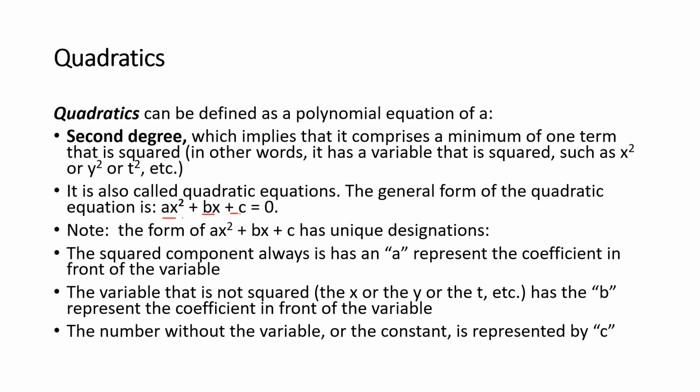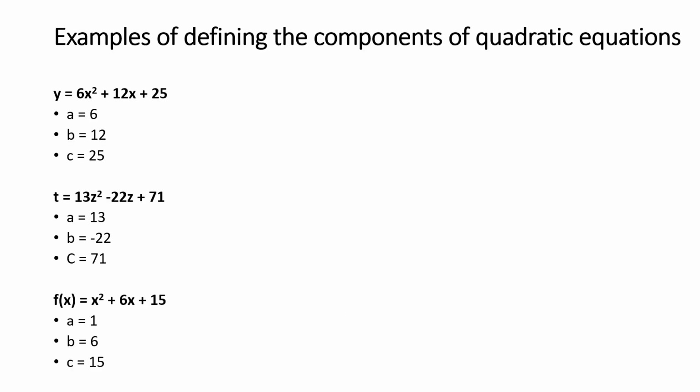So when we talk about a quadratic formula, it's in the form of ax squared plus bx plus c, where the a, b, and c are actual numbers that go in front of it. Here are three right here. Y equals 6x squared plus 12x plus 25. My a is 6, my b is 12, my c is 25. T equals 13z squared, my a is 13 right here, and b is negative 22, and then my c is 71.